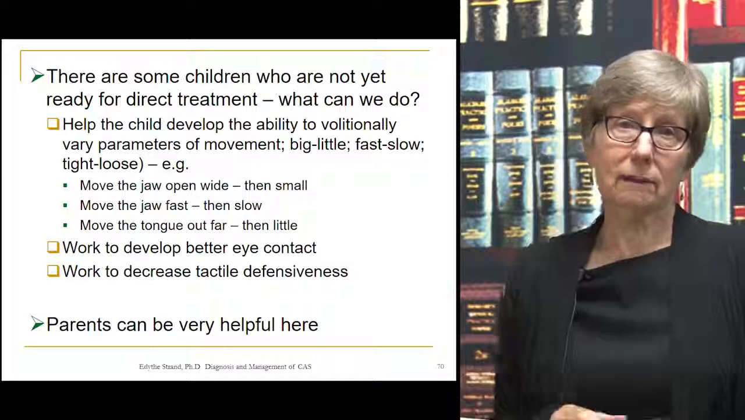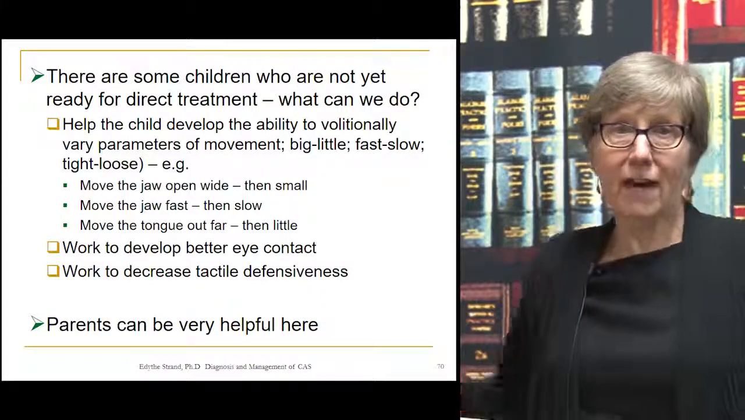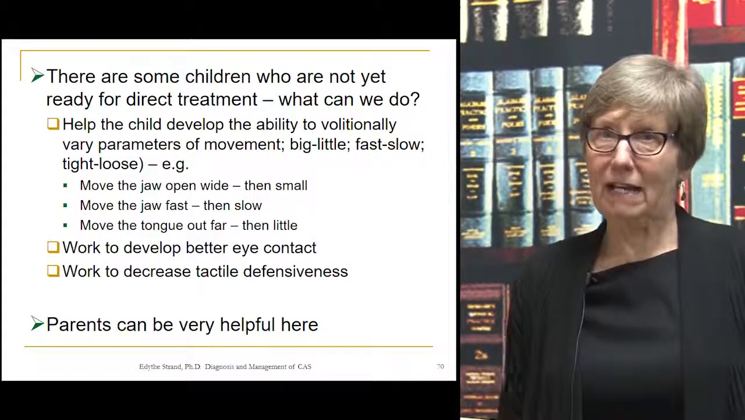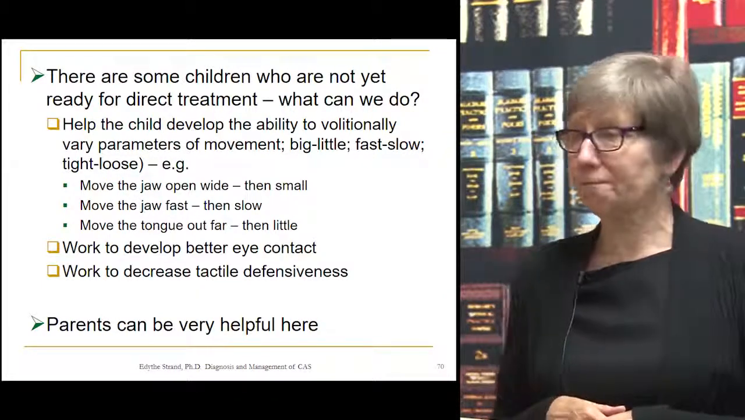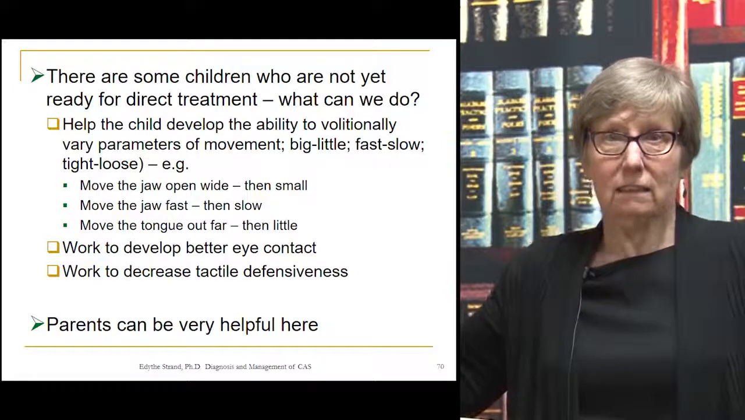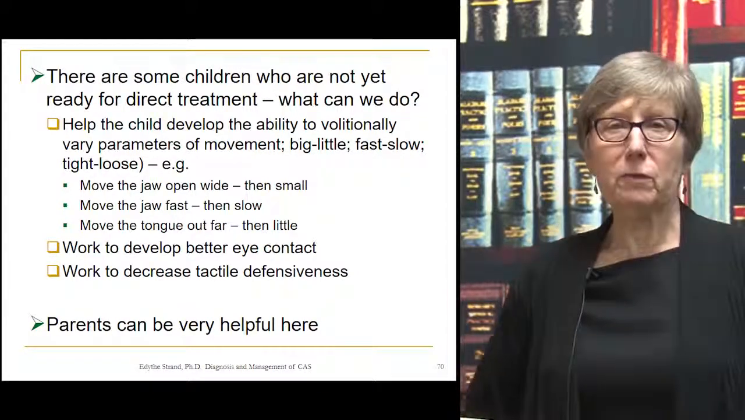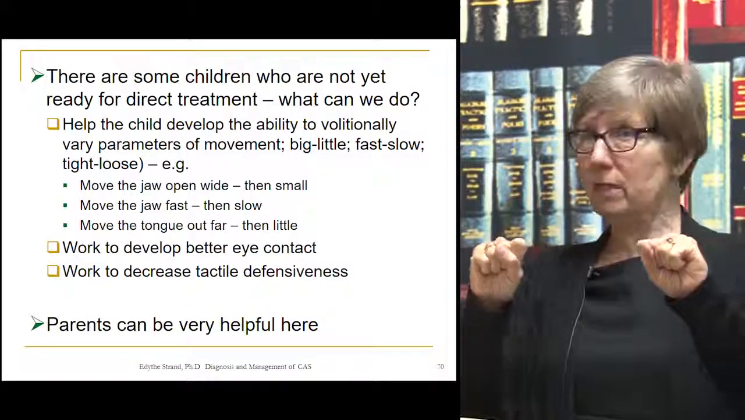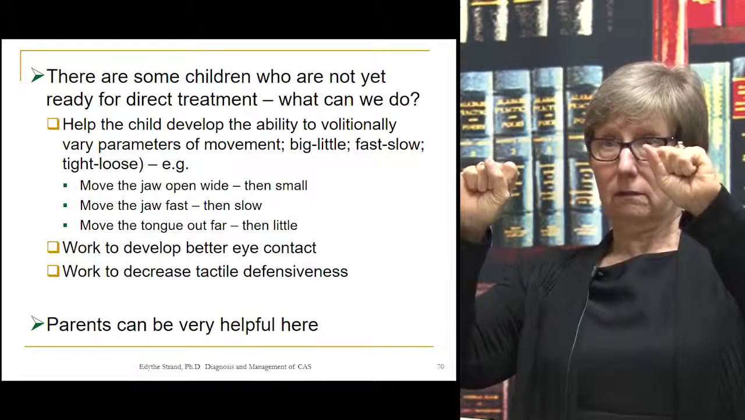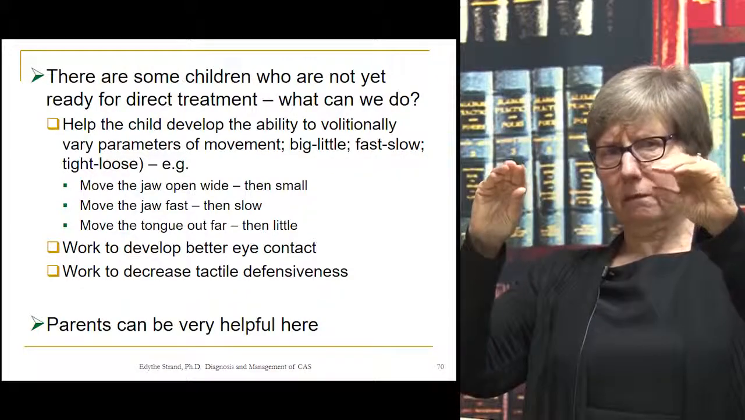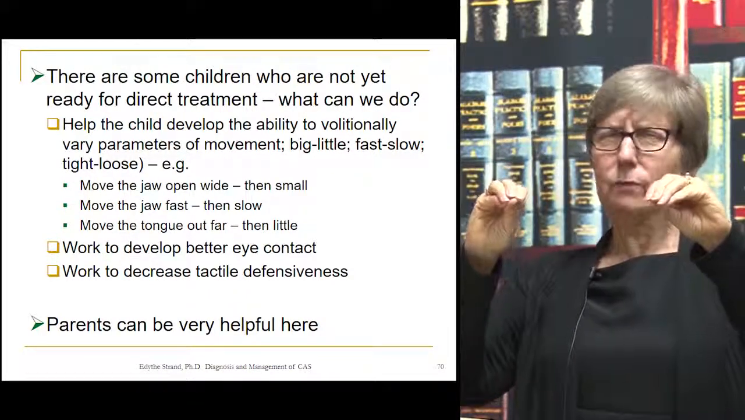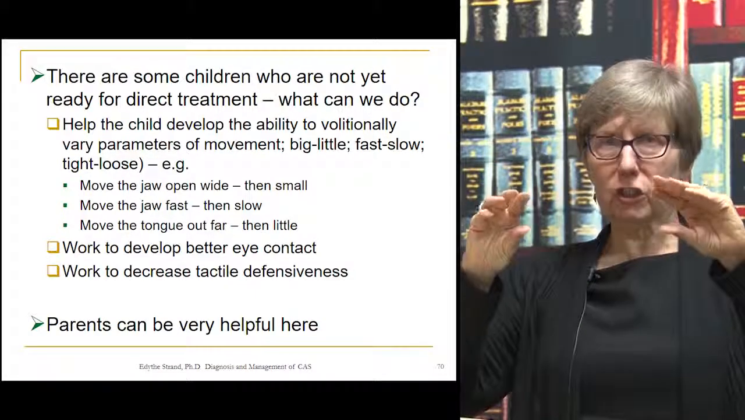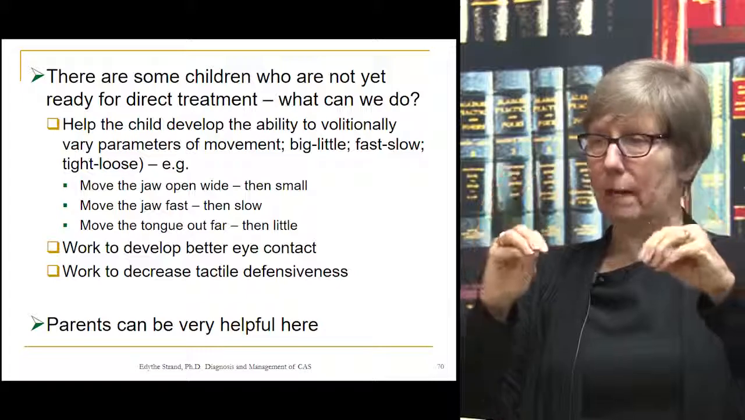Big is easy, little is hard. Then we go fast and slow. Fast is easy, slow is hard. Then we go tight and loose. And we move from say the arms to the fingers, which makes it a little harder. And we do the same thing. Let's move big. Let's move just a little bit. This is really helpful for cueing later in therapy if they can learn to volitionally vary these parameters.